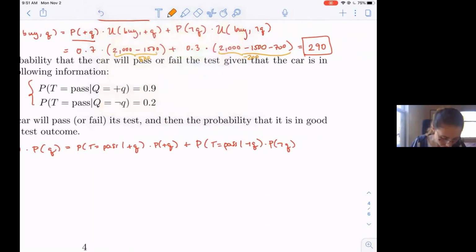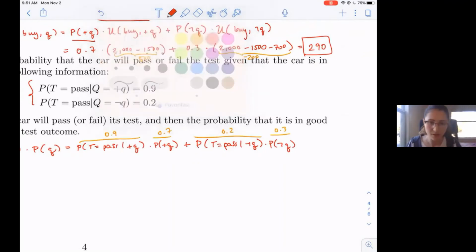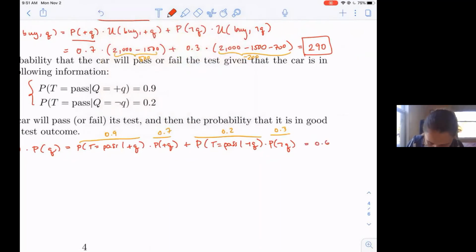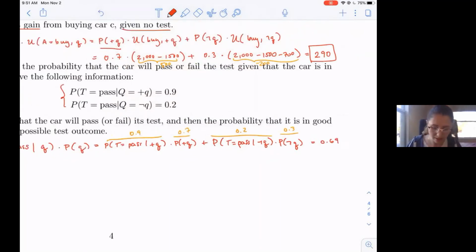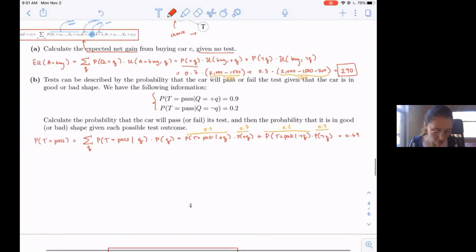All right, we were given in this problem that this probability is 0.9. From above, we already know that this probability of the car being in good shape is 0.7. From above, we have that the probability of passing, given that the car is not in good shape, is 0.2. And from above, we also know that the probability of the car not being in good shape is 0.3. So in total, we have 0.69 as the probability of the car passing a test.